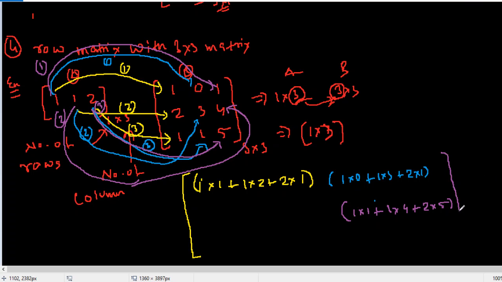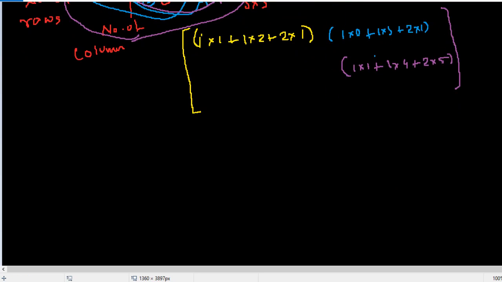Now I can close the matrix, and you can calculate it. So what does it become? It's 1 plus 2 plus 2, so that is 5. The second one is 0 plus 3 plus 2, which also becomes 5, and this one is 1 plus 4 plus 10, which becomes 15. So it comes out of order 1 cross 3.